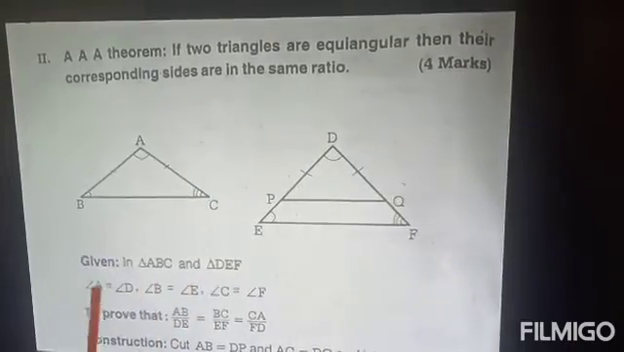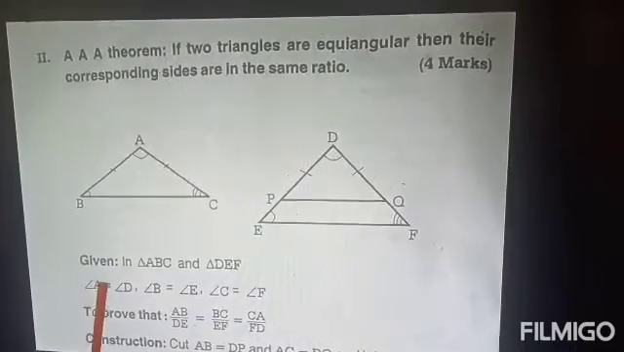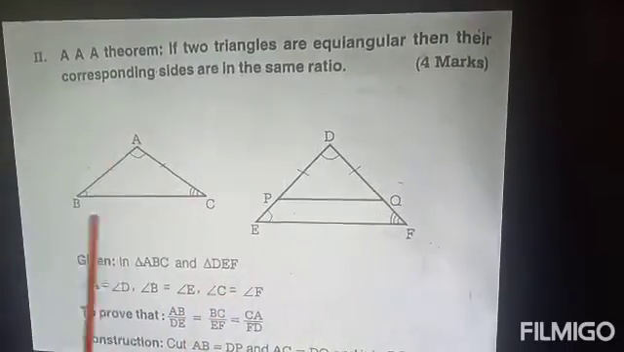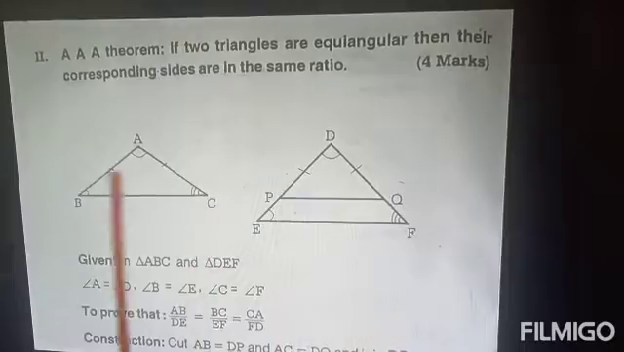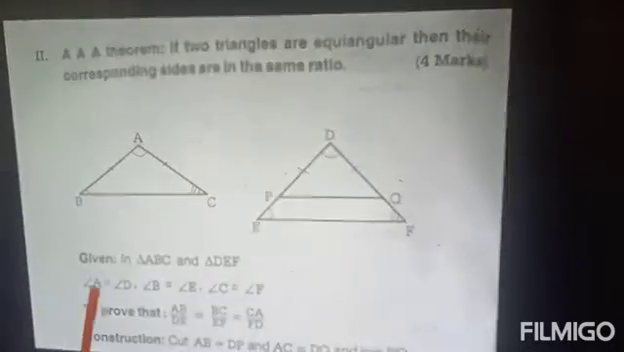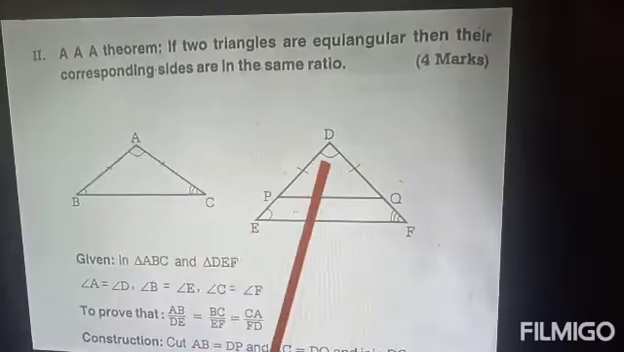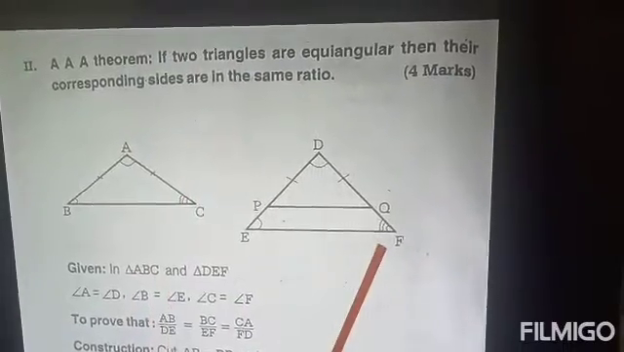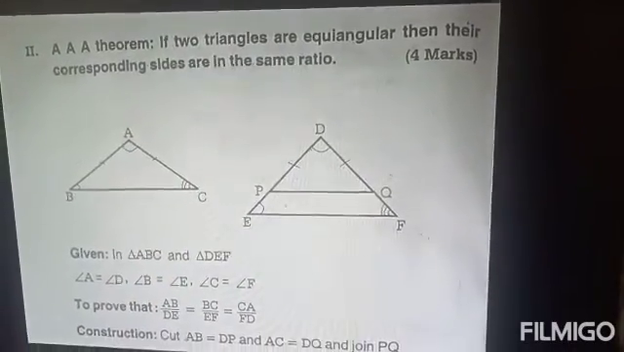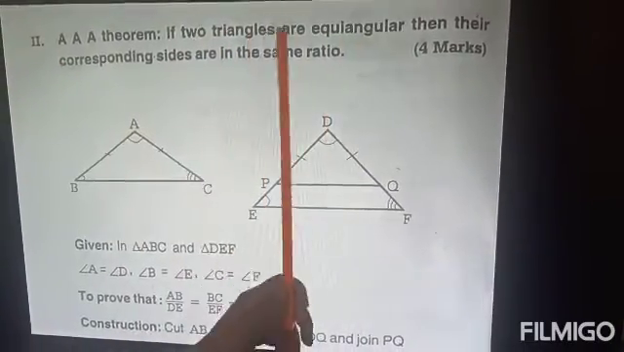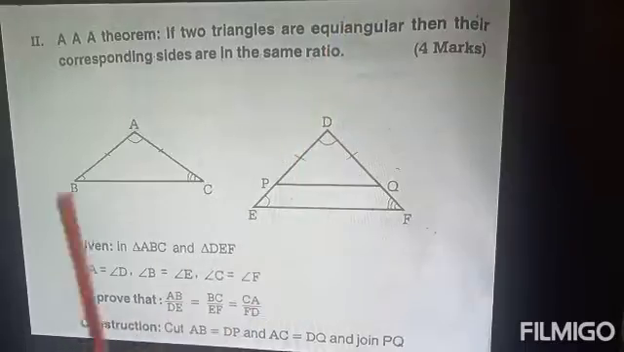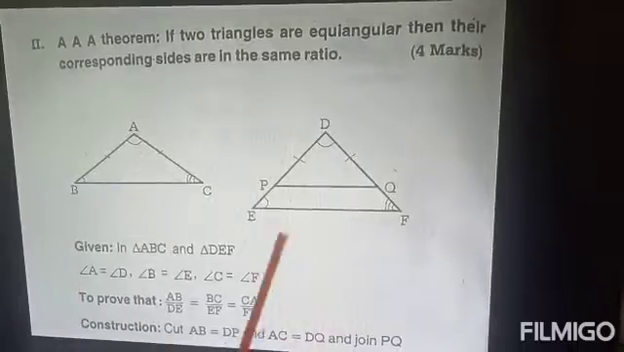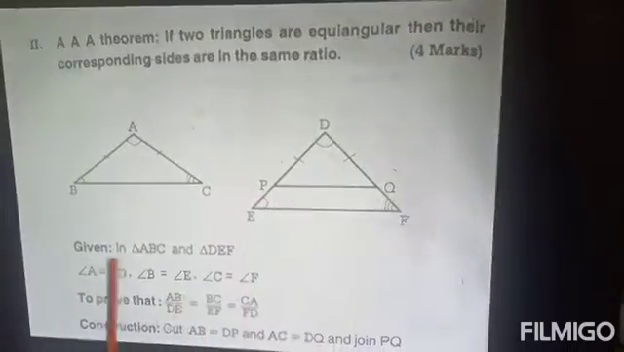Now, I have to write given, or we can write it as data. What is given? In triangle ABC and DEF, in these two triangles, angle A is equal to angle D, angle B is equal to angle E, angle C is equal to angle F. Only this much is given. It means the given triangles are equiangular. Equiangular means corresponding angles are equal to each other. That we wrote in the data.